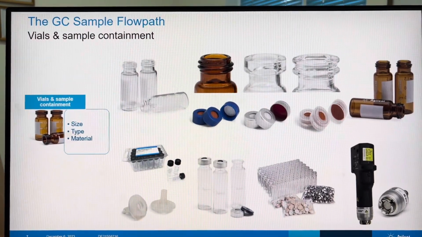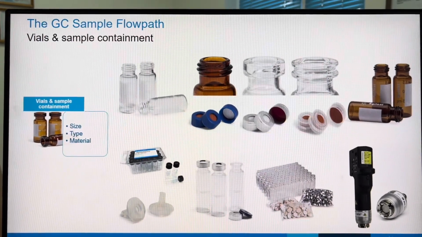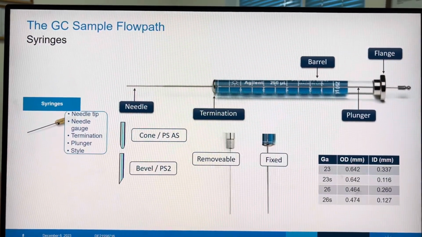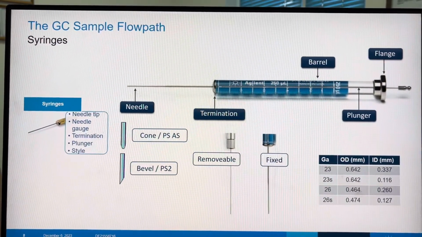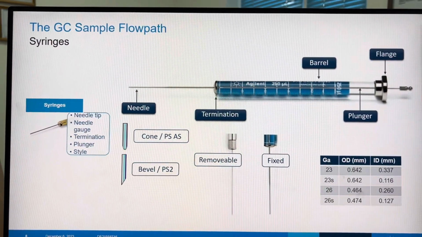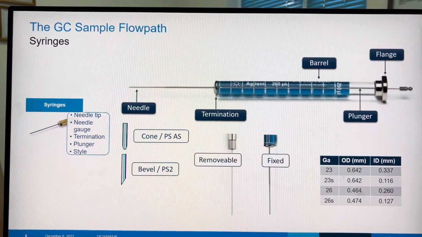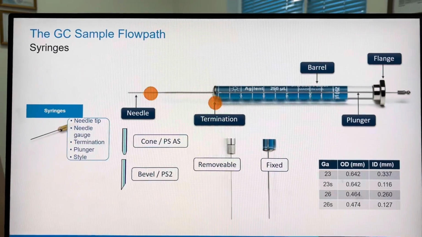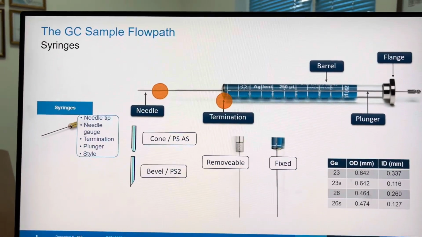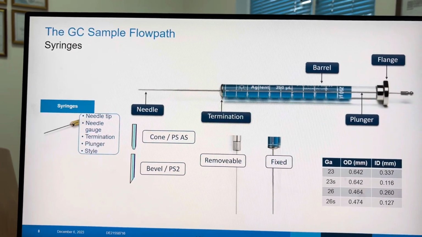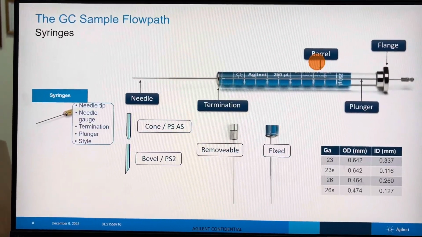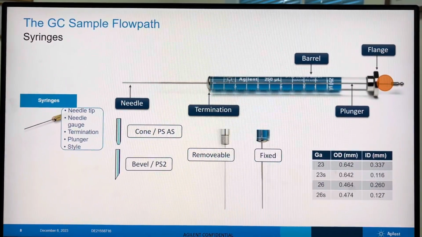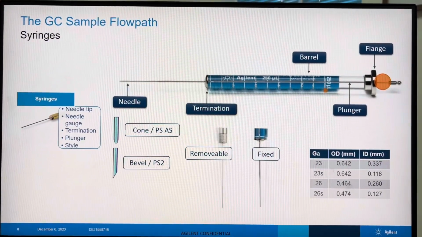Another important part is that after the vials and containments, the sample will be collected into the syringe and then goes to the injection port. The syringes will have different needles, and the needle will be connected to the syringe barrel, where we call it the termination. Then the barrel, the plunger, which is a fixed part, and inside a plunger. These are the important things, and of course the markings: how many microliters we want to inject, and what is the total capacity of our syringe.